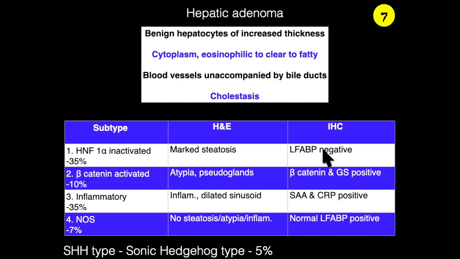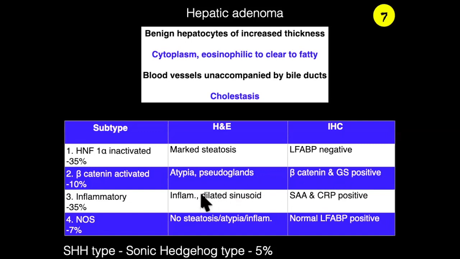LFABP will be negative. In normal liver, LFABP will be positive, whereas in HNF1 alpha inactivated adenoma, it will have marked steatosis and LFABP negative. In beta catenin activated adenoma, there will be a lot of atypia and pseudo glands. See the rosette formation, acinar formation, or pseudo glands that will be more common in beta catenin. And here the beta catenin will be positive in addition to glutamine synthetase.